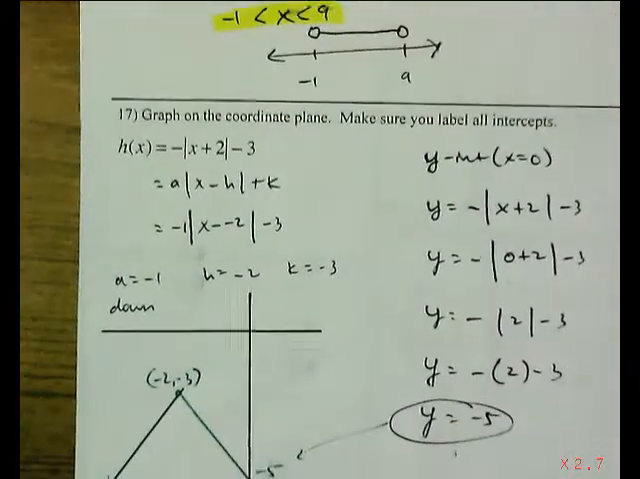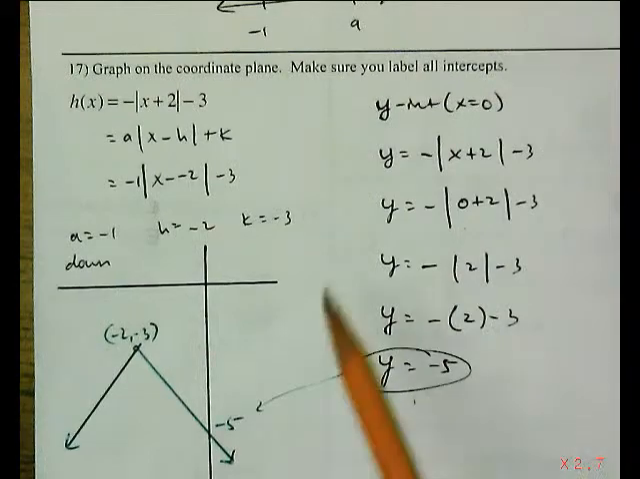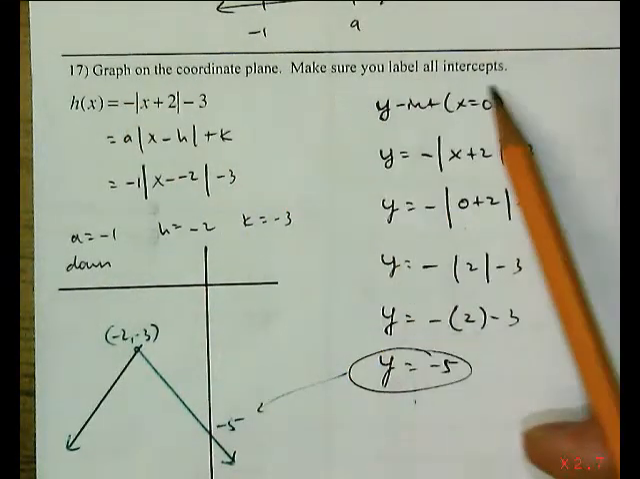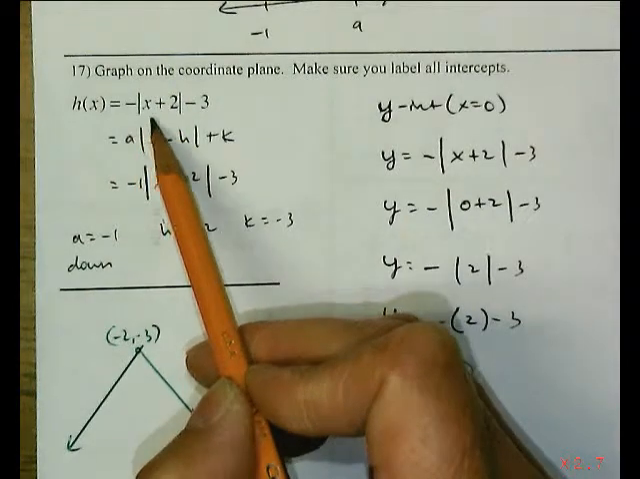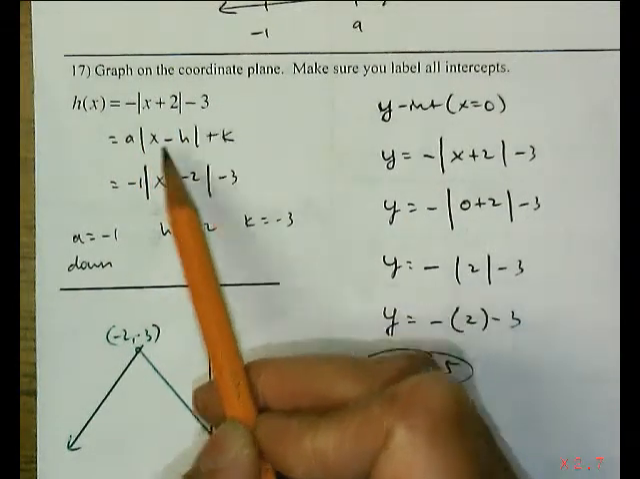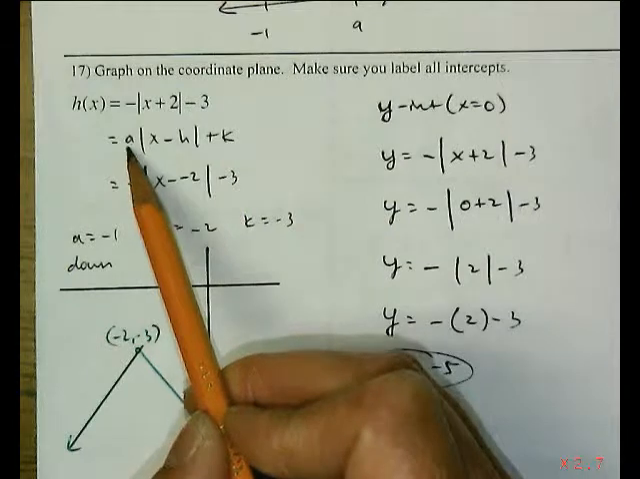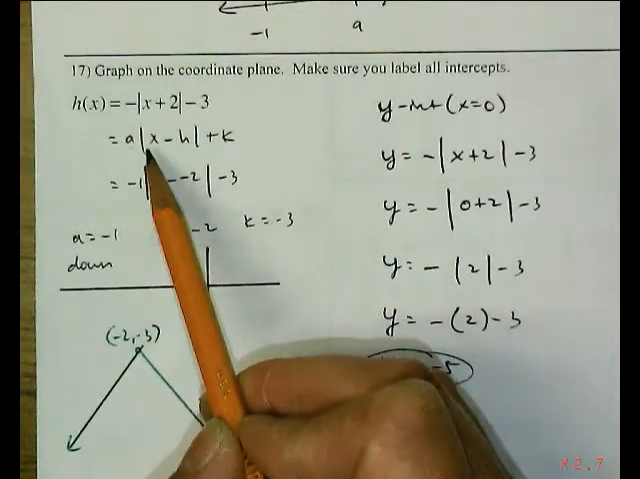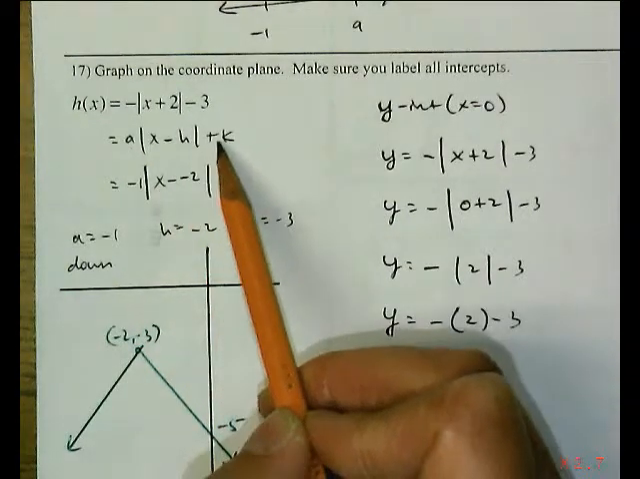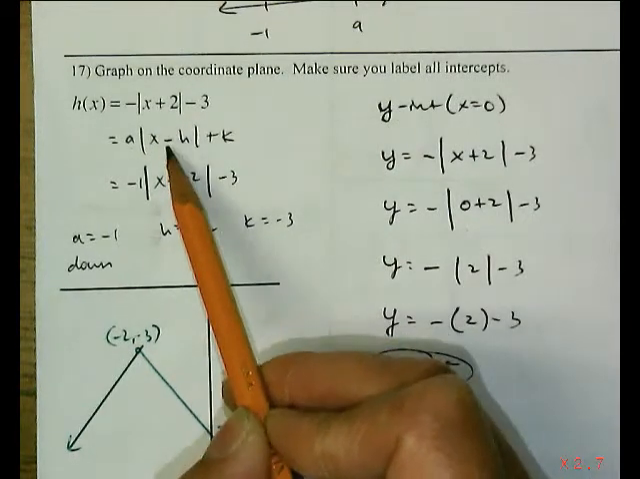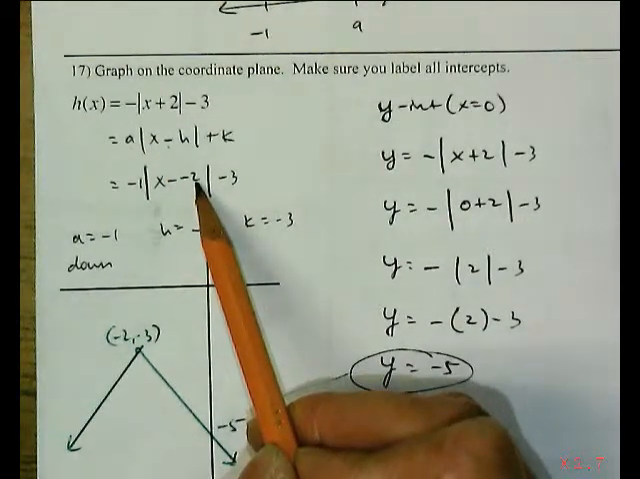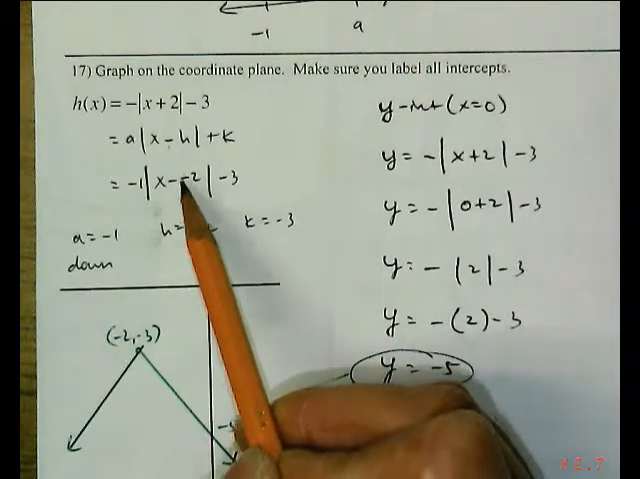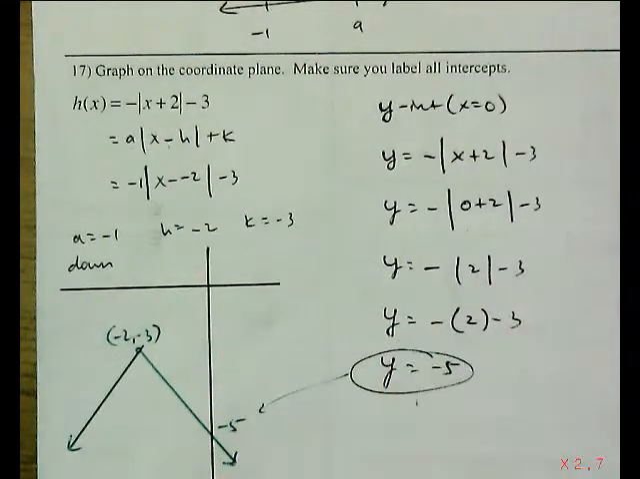Question number 17 was new to the quiz. You showed it last week. Graph on the plane. Make sure you label all your intercepts. So here I have h of x equals the negative absolute value of x plus 2, absolute value, minus 3. So I'm going to write this in vertex form: a absolute value of x minus h, absolute value, plus k. I notice there's a plus sign, but in the form it has a minus, so I'm going to have to change that to minus negative 2. This plus becomes minus negative 2.